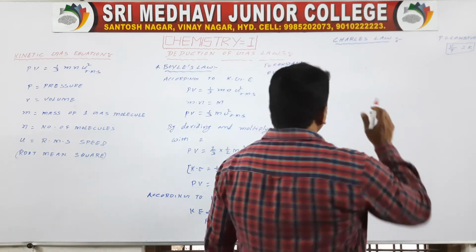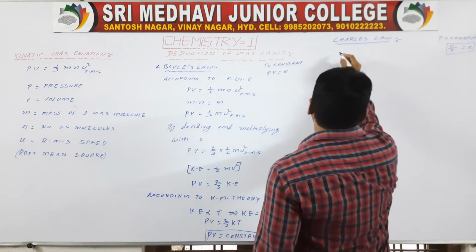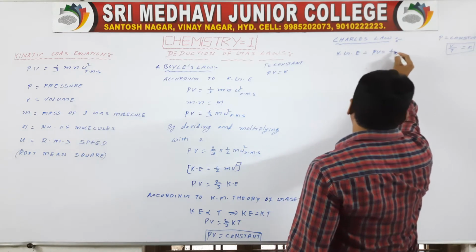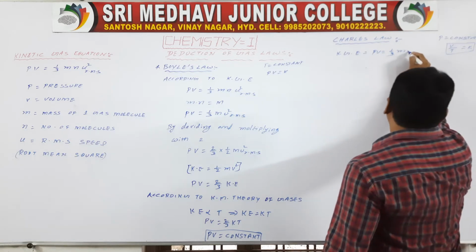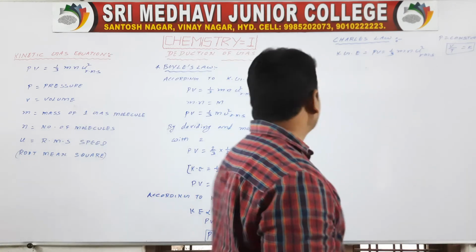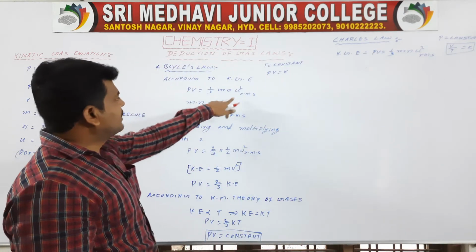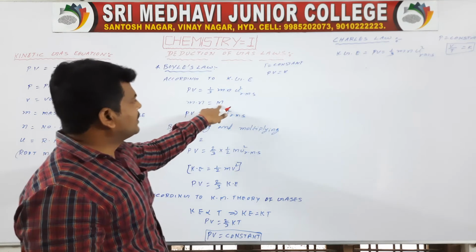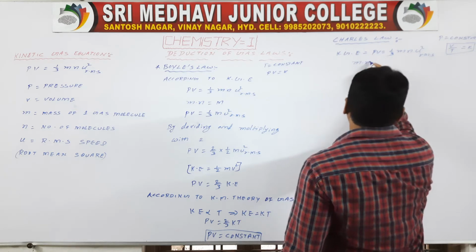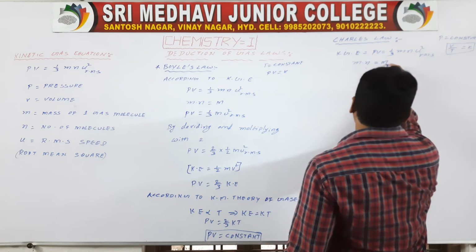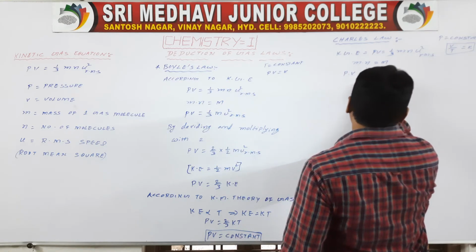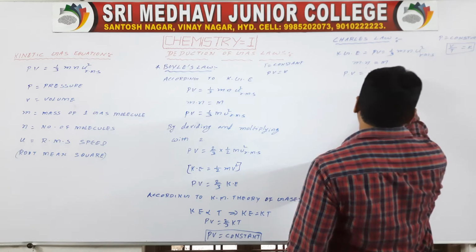So here I am taking the kinetic gas equation. Kinetic gas equation: PV equal to 1 by 3 m n u square RMS. Then small m into small n equal to capital M. Then PV equal to 1 by 3 M u square RMS.